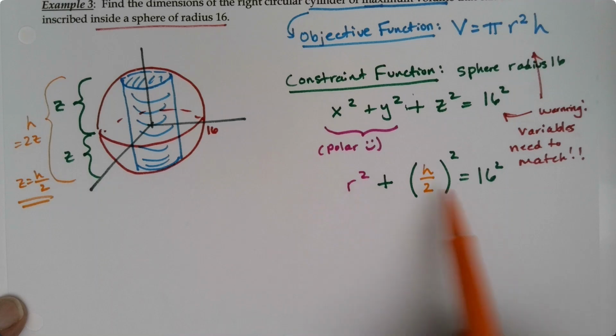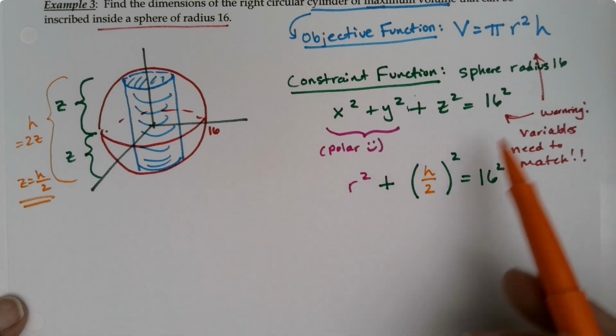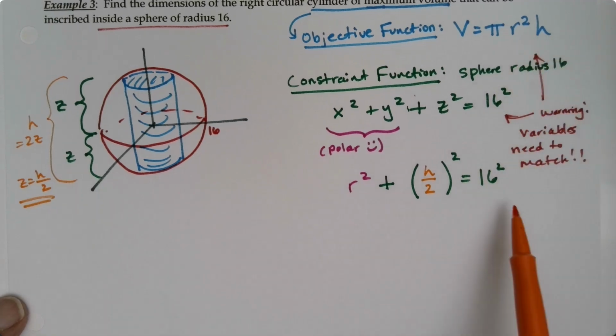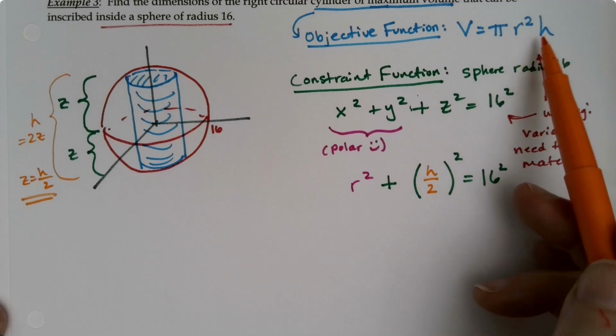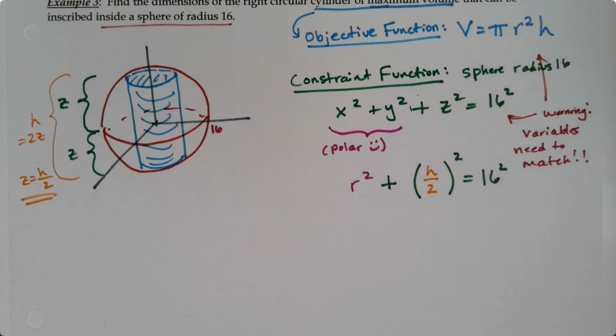And now the variables match. Now they're both in terms of r and h, and they only have 2 of them, not 3 of them and 2 of them. That's no good either. They have to have the same number. You can have 3 as long as they both have 3. Okay, so now we're ready to go with our Lagrange multiplier, sort of.